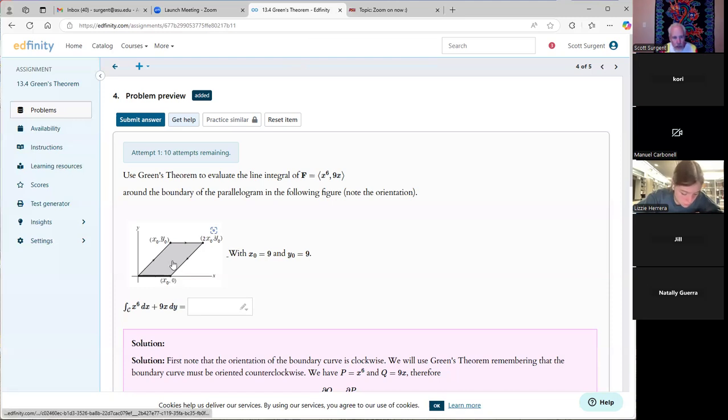All right. So here's the picture. Here's the parallelogram. We're told in this case, x naught and y naught are both 9. So this is the point 9, 9. This is 18 and 9. This is 9 and 0. This is the origin. Okay. So if we were to do a line integral directly, we would have to do 4 of them. And that just takes time. So Green's theorem allows us to do the line integral by actually performing a double integral on the interior.